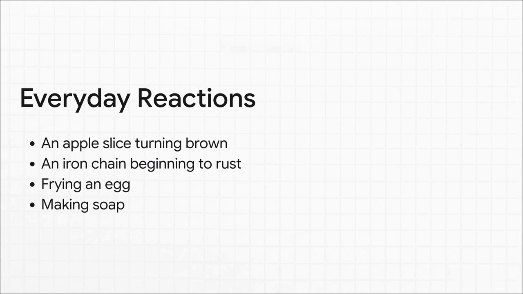That apple slice that turns brown on the counter? That's a reaction with the oxygen in the air. Rust forming on an old iron chain? A very slow chemical reaction. Even the food you ate for lunch is being broken down right now by chemical reactions in your stomach. They're literally always happening, all around us, and even inside of us.